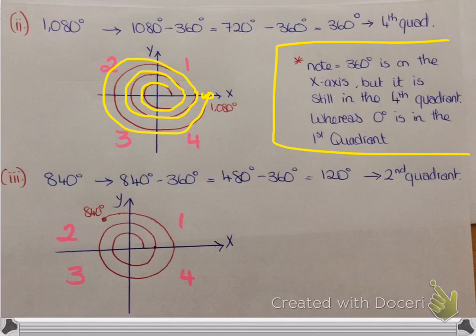The third question then, part 3, 840. So subtract a rotation from that, that brings you to 480. Subtract another rotation and you're at 120. 120 degrees is the same as 840 degrees, therefore I'm in the second quadrant. And again, look at my diagram. From here to here is 360, from here over to here is 720, and then if I go another further 120 degrees, that brings me up to 840, and I'm in the second quadrant.